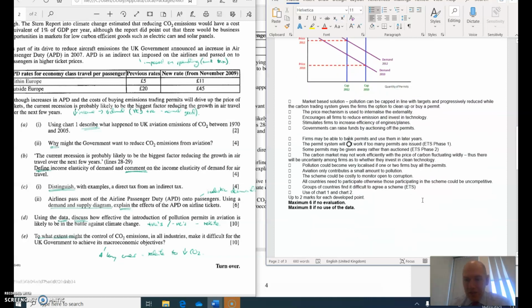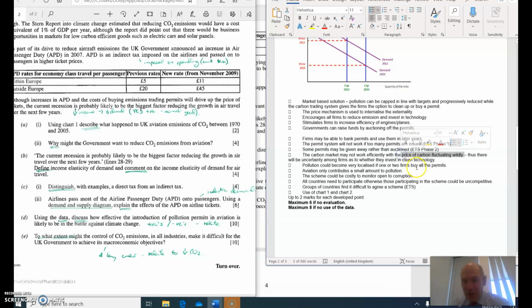Key negatives: some firms can bank these and use them in later years. Well, do we want them to do that? I would probably prefer that they're being efficient now. If too many permits are issued, it doesn't work. During recessions, such as following the credit crunch, some were given away. It can lead to prices fluctuating wildly, which is off-putting for business.